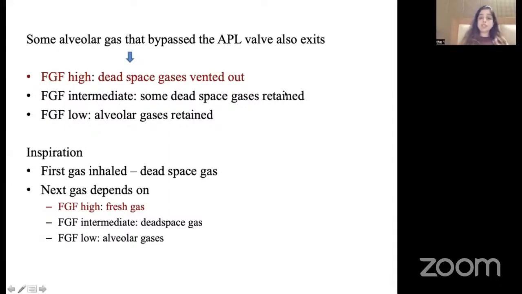What happens in inspiration is, the first gas inhaled will be the dead space gas. The next gas to be inhaled again depends upon your fresh gas flow. If it is high, then the dead space gases will be vented out and the patient will breathe the fresh gas. While if it is intermediate, some dead space gases which were retained are going to be breathed by the patient. While if the fresh gas flow is low, then alveolar gases are going to be rebreathed by the patient.